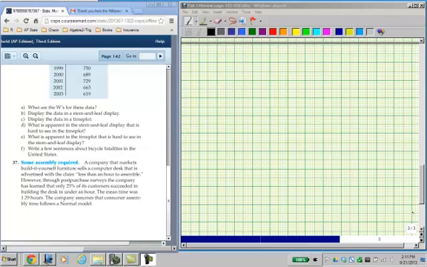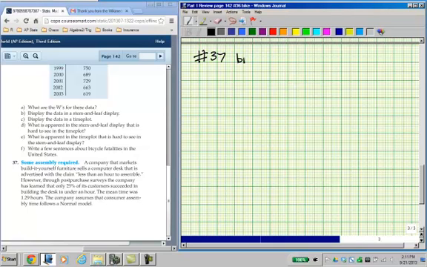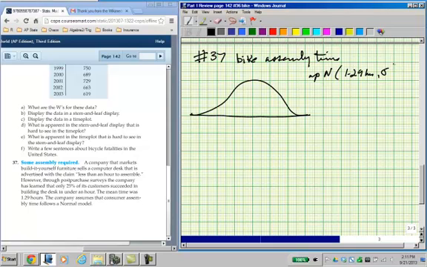Number 37, page 142, bike assembly time. We're told that, let's draw a picture of what's going on. The bike assembly times for the customers are approximately normally distributed with an average of 1.29 hours, but the standard deviation is as yet unknown, though they give us some big clues.